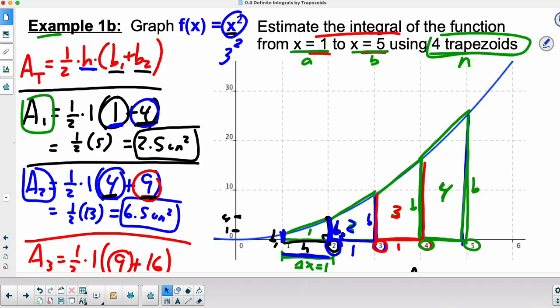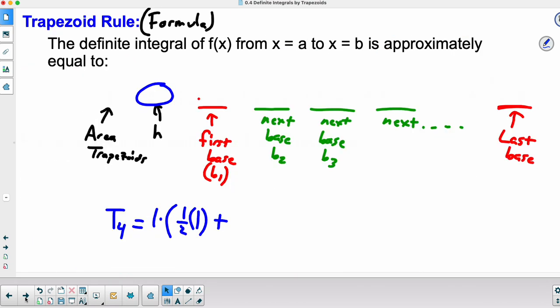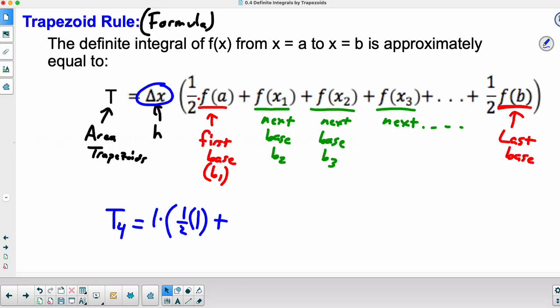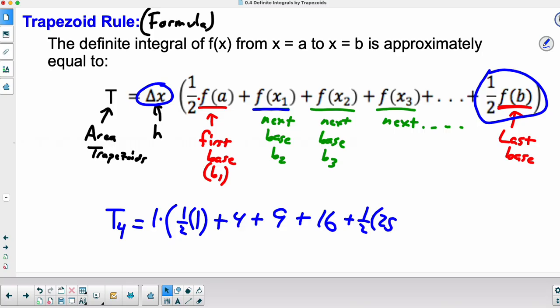And then the next base was 9. And then I went to 16. And then the last base was 25. So in my formula, this is what it looks like. The first base was 1. The next base was 4. The next base was 9. The next one after that was 16. But then the very last one, I've got to multiply by a half. Look at the formula, because I don't have 2 of them. So I'm going to multiply by 1/2 times the last base, which was 25.